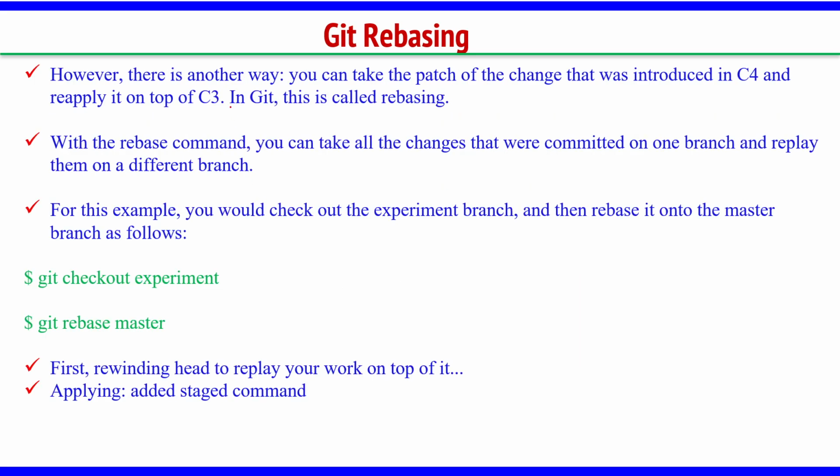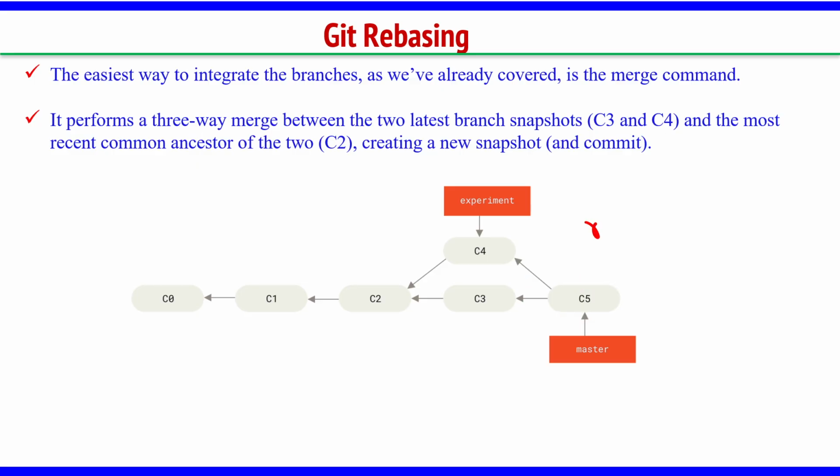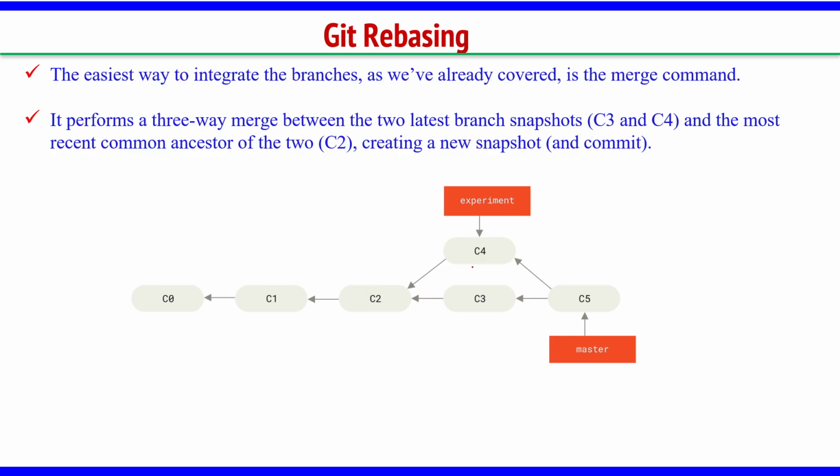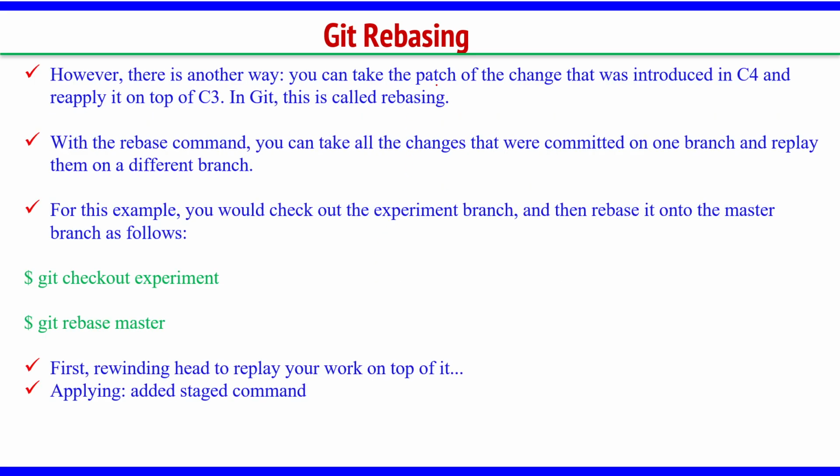Okay. Now, however, there is another way. You can take the patch of the change that was introduced in C4 and reapply it on top of C3. Okay. Instead of doing merge commit, merge commit means if for both of these there is a common ancestor, you can club them and make C5. The other way is that you can take the patch of the change that was introduced in C4 and reapply it on top of C3. Okay. In Git this is called rebasing.